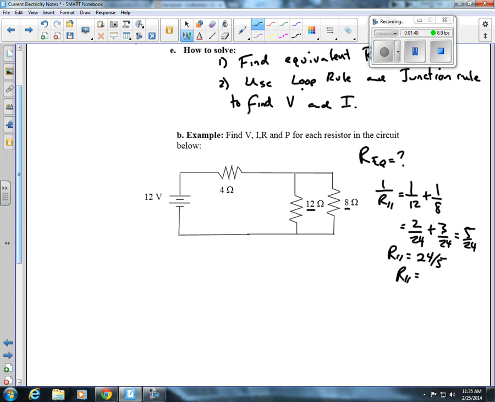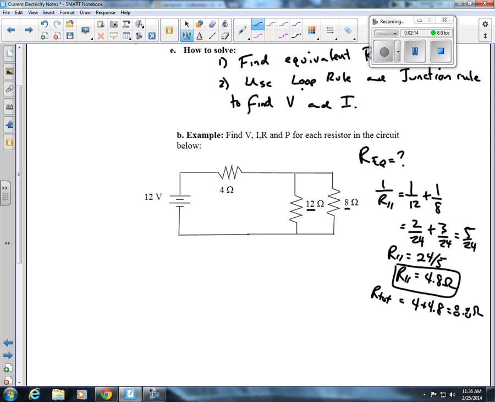So the parallel resistance is going to be 4.8 ohms. So these two together are like having one 4.8 ohm resistor in there. And then that 4.8 ohm resistor is in series with the 4. So to get the R total, since they're in series, I could just add them up. So it's 4 plus 4.8 is 8.8 ohms.